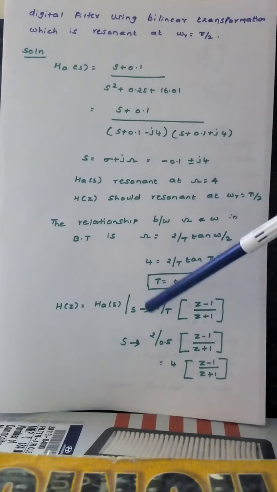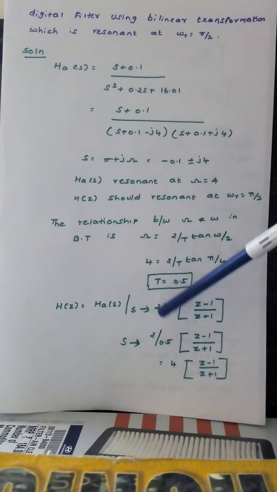So that can be replaced by, the S value will be replaced by 2 by t into Z minus 1 divided by Z plus 1. And here the t value we can substitute, it is 0.5. So we are getting 4 divided by Z minus 1 divided by Z plus 1. So in the transfer function your S value will be replaced by this term.